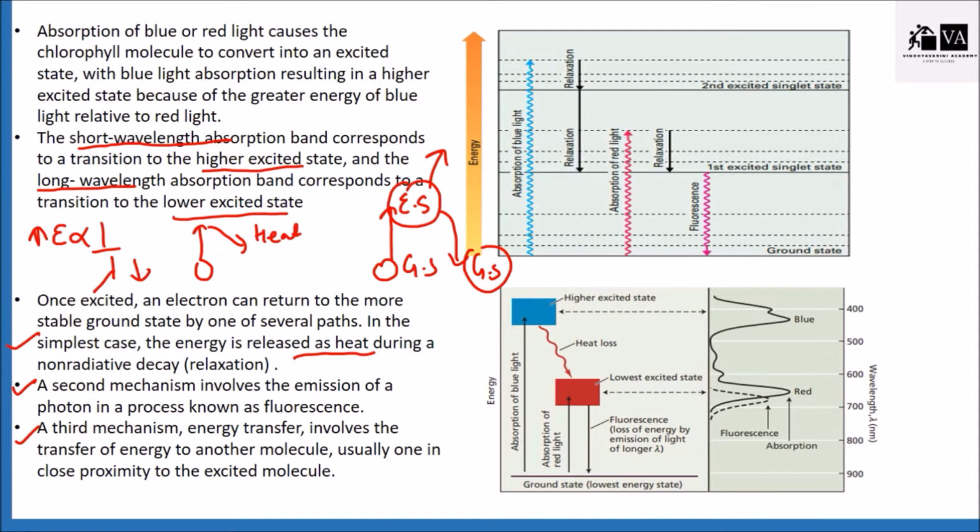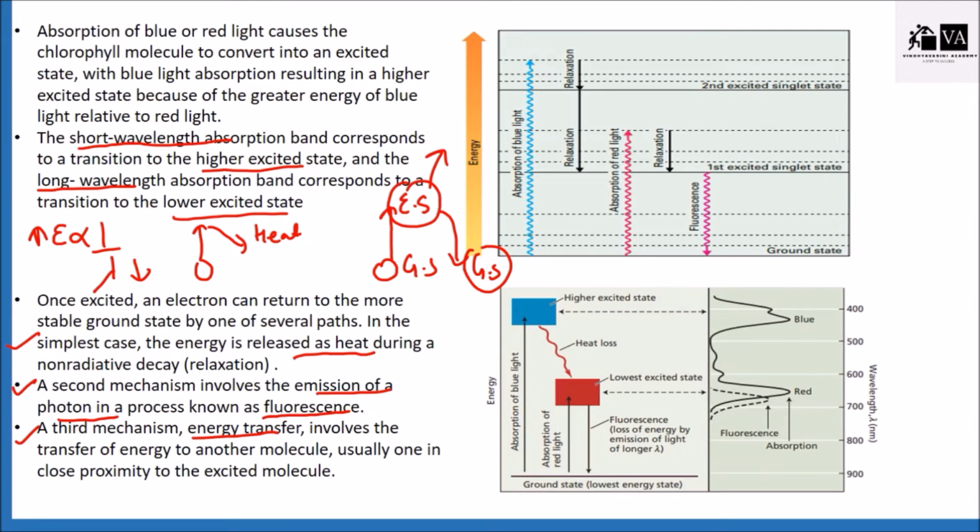Another is emission in the form of photon. This process is called fluorescence. It will emit energy in the form of photon. Or the third step, the most important step, is energy transfer.